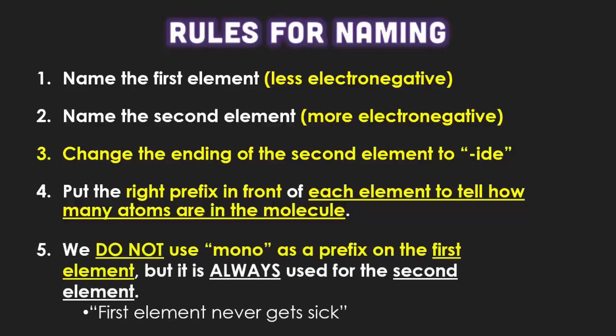We do not use the prefix mono on the very first element. Mono is only going to be used for the second element. So for example, mono, which is a sickness, the first element never gets sick. That's something you guys should remember. If you never get sick, you can never have mono.